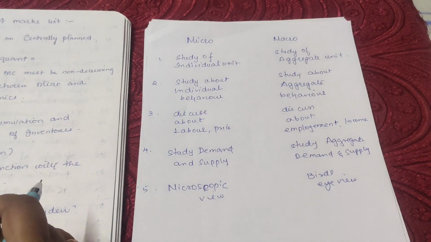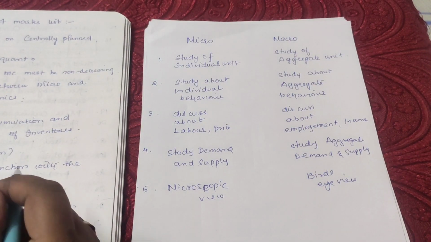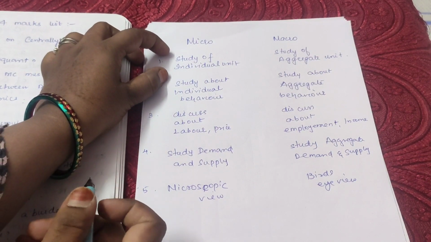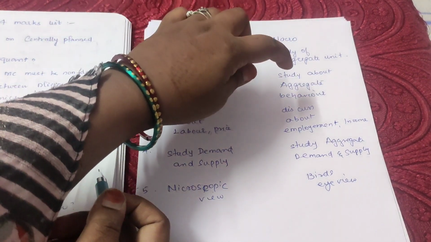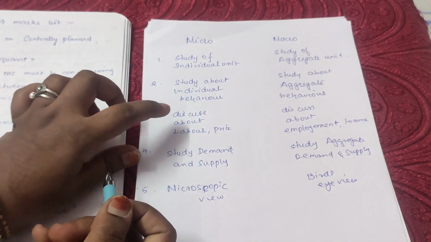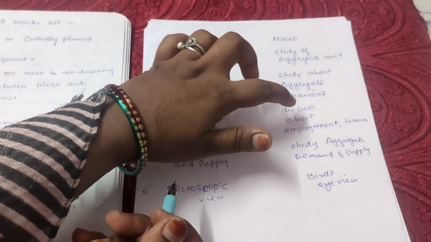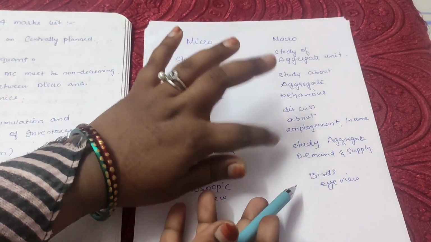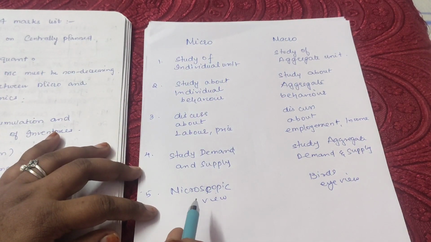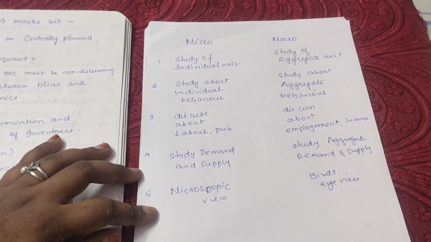So this is the difference between micro and macroeconomics. Micro studies individual units, macro studies aggregate units. Micro studies individual behavior, macro studies aggregate behavior. Micro discusses labor price, macro discusses employment and income. Micro studies demand and supply, macro studies aggregate demand and supply. Micro is called microscopic view, macro is called bird's eye view.